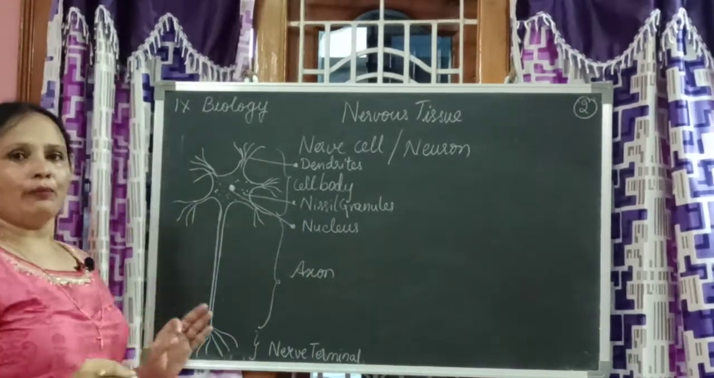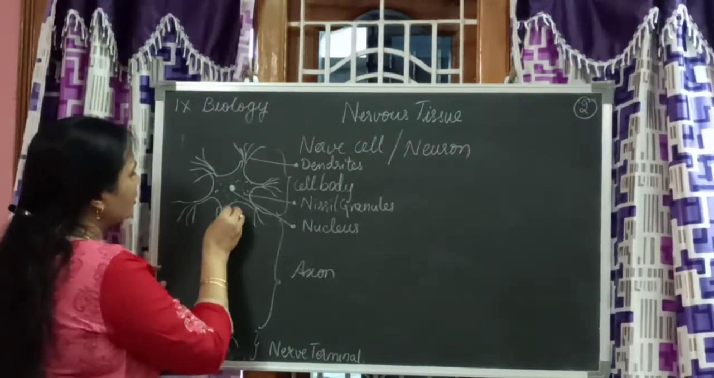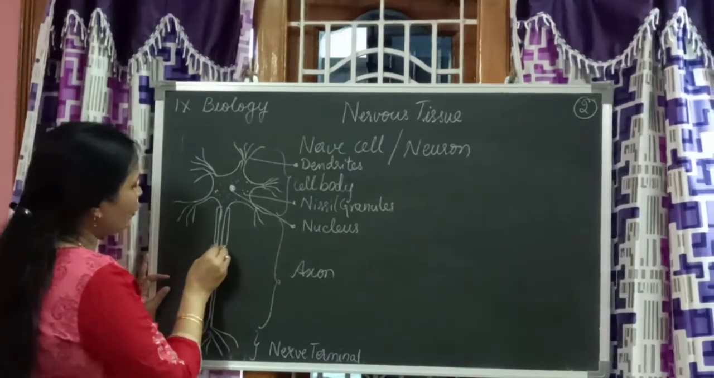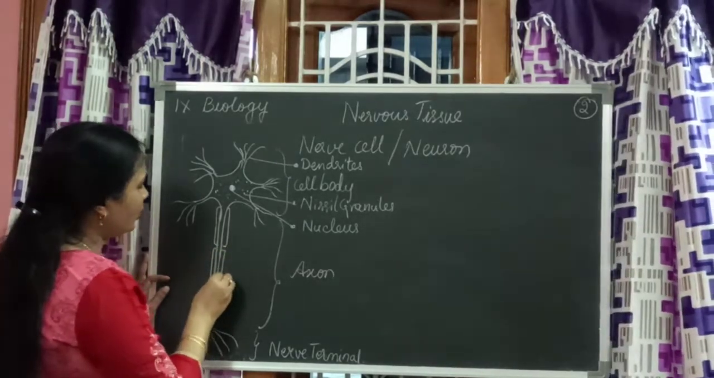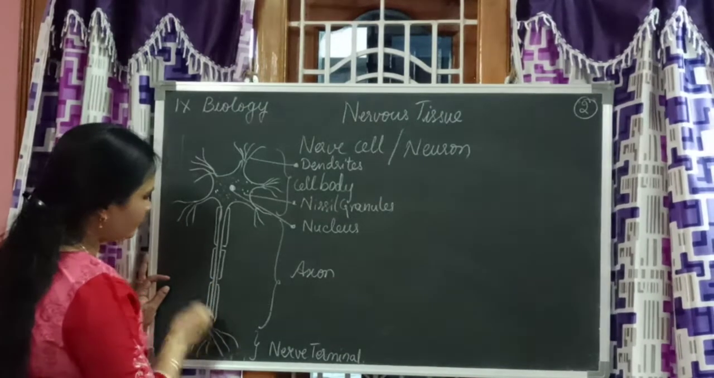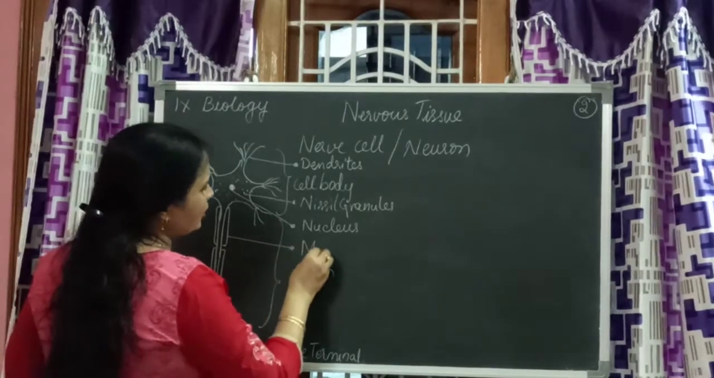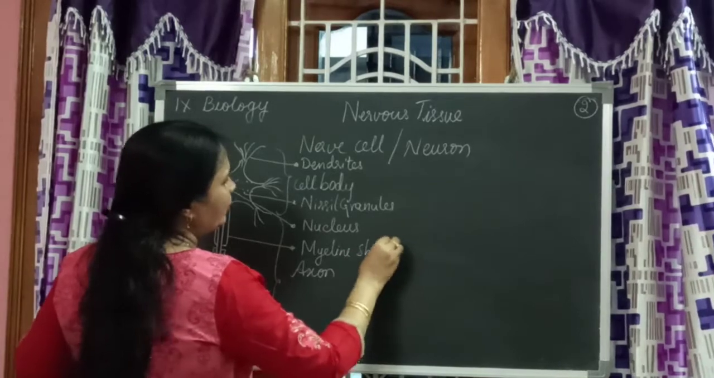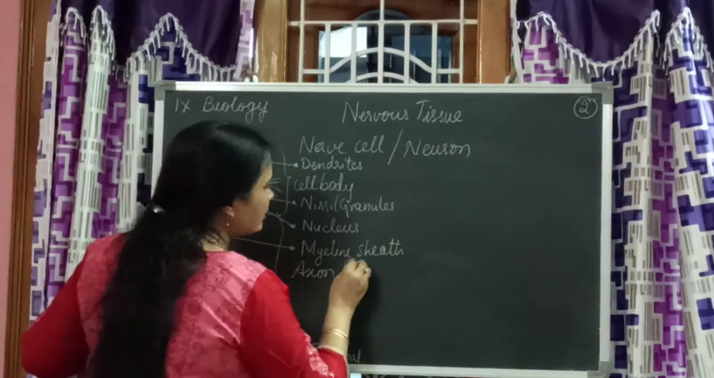Some of the nerve cells have an outer covering on the axon like this. When you are drawing the outer covering on the axon, see how I am trying to draw thin ones with little gaps. Now, this is called the myelin sheath, and this is made up of Schwann cells.